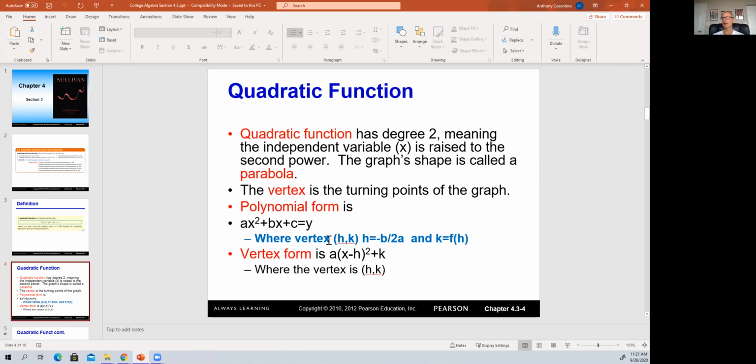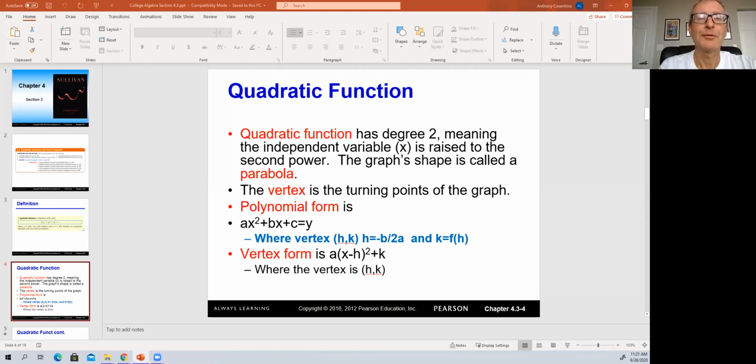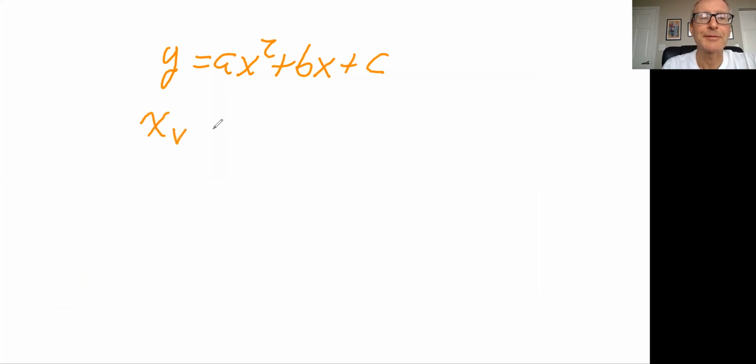And the good news is we have a nice formula for calculating the vertex, given that it's in its standard form. So if you had y equals ax squared plus bx plus c, the x value of the vertex, I'll just call it x_v, is minus b over 2a. So again, very useful in this calculation.